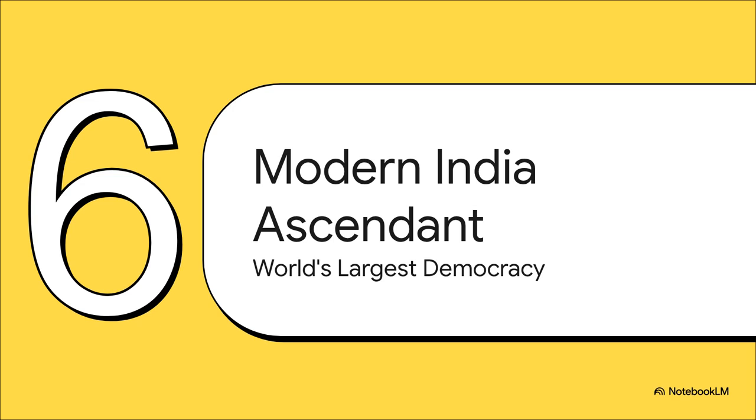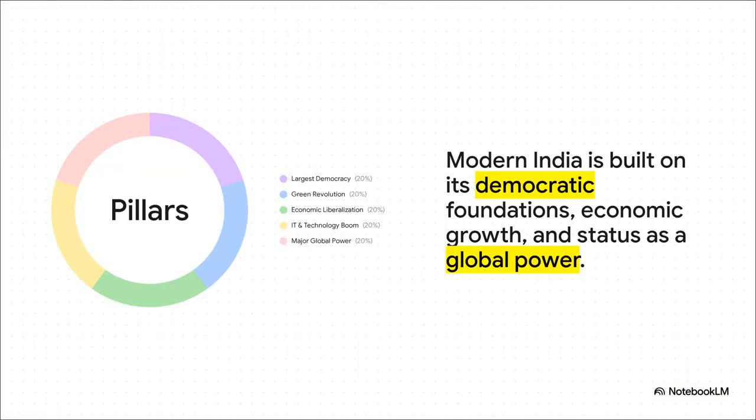And that brings us to our final section, the story of modern India. The journey of independent India has been just incredible. You have the Green Revolution, which was this massive agricultural push that finally allowed India to feed itself. Then, in 1991, they opened up the economy, which kicked off the huge IT and tech boom we see today. And through all these ups and downs, it has remained the world's largest democracy and has become a major, major player on the world stage.